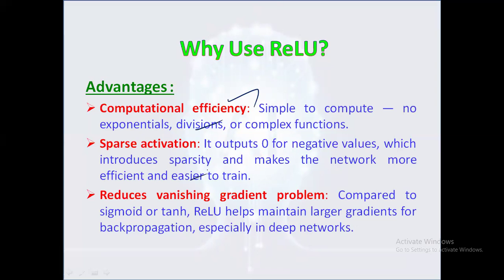Second, ReLU introduces sparsity in neural networks by outputting 0 for a large portion of the input, especially during early training stages. This sparsity reduces computational load and makes the model more efficient.